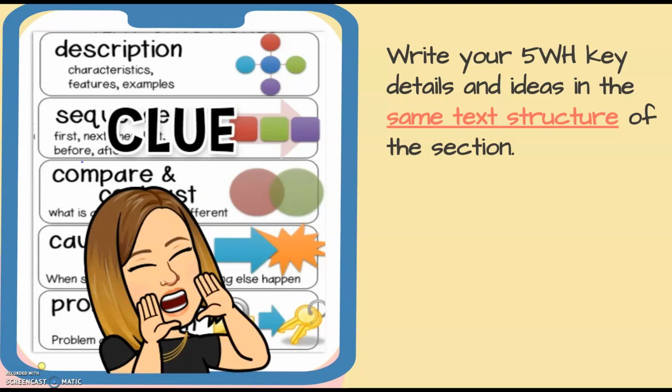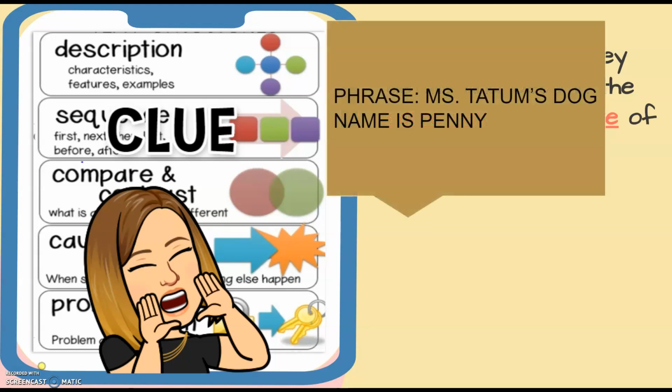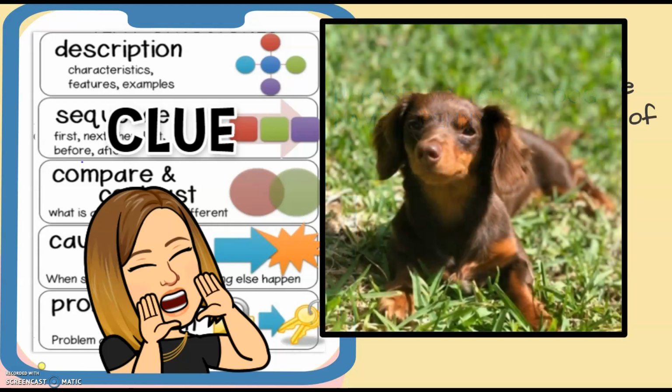I'm going to pause because I'm going to give you guys your first clue phrase. So the phrase that you are going to need to type in the question after this video is Miss Tatum's dog name is Penny. And here is a picture of Penny. So I'm going to stop the video here. And you're going to go ahead and type in your clue phrase. If you need to come back to this video, you can.